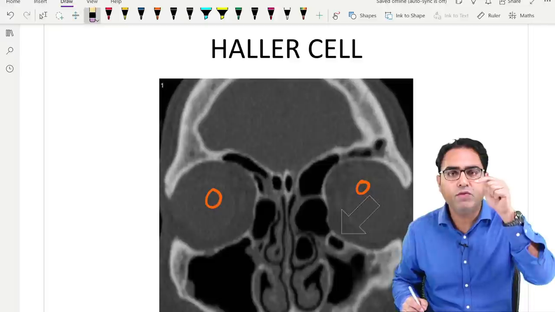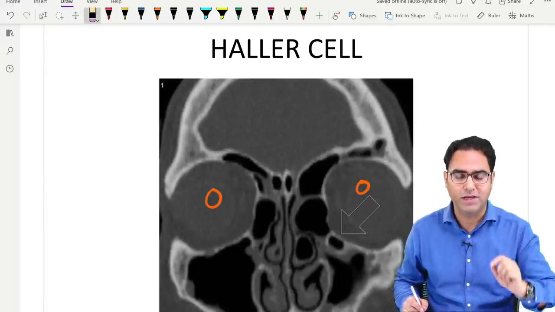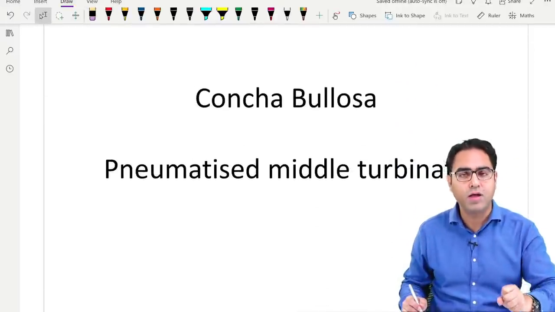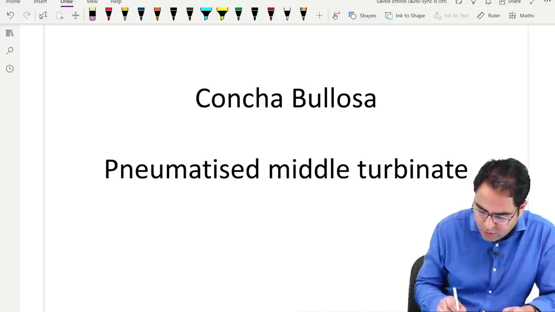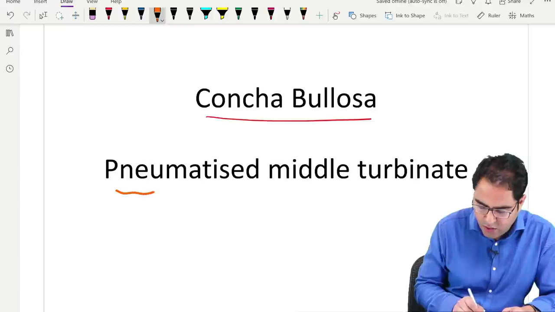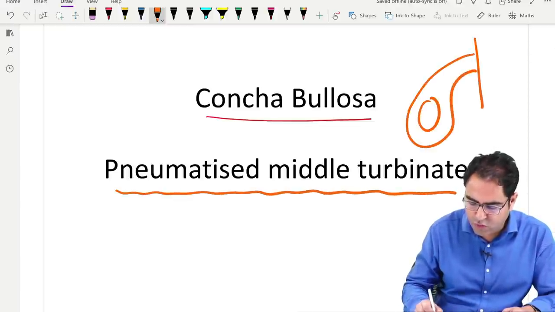Now I know, if they point to any cell in the floor of the orbit, I'm going to mark it as a Haller cell. The third variable cell is concha bullosa. Concha bullosa is a pneumatized middle turbinate. So within the middle turbinate, if there is a cell, that is called concha bullosa.